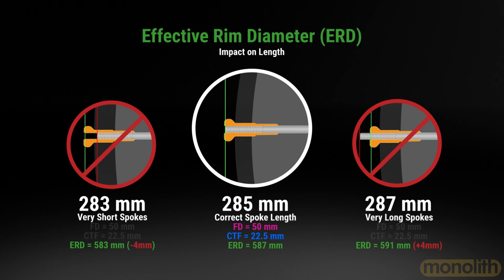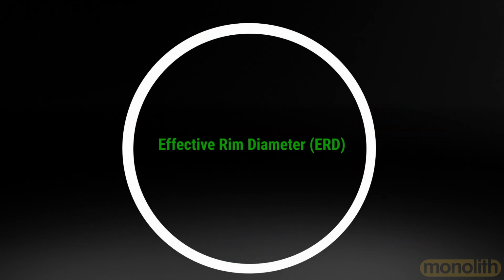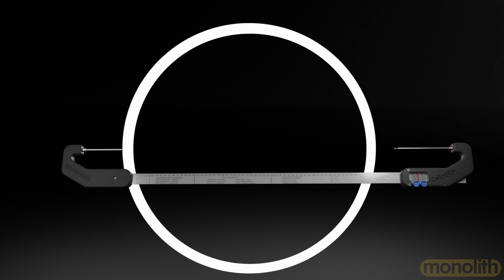2 millimeters too long risks the spoke thread bottoming out on the nipple. 2 millimeters short leaves threads exposed, risking broken nipples or the wheel not lacing up at all. Effective rim diameter is the single most important measurement in the spoke calculation process. The best way to get it right is to measure directly.